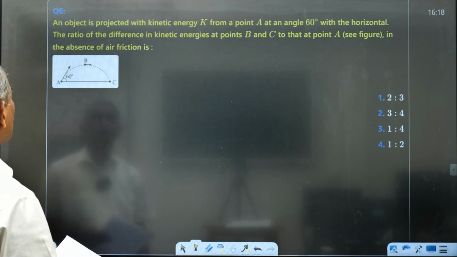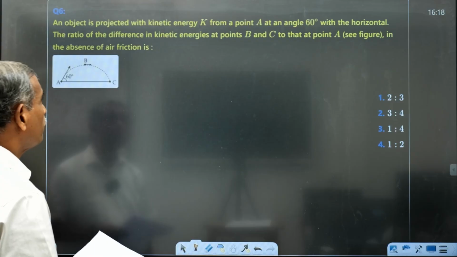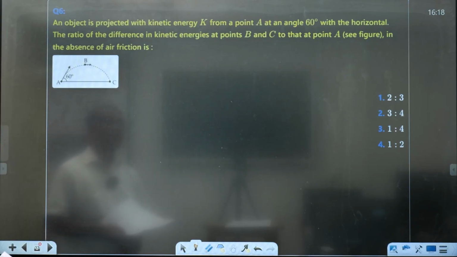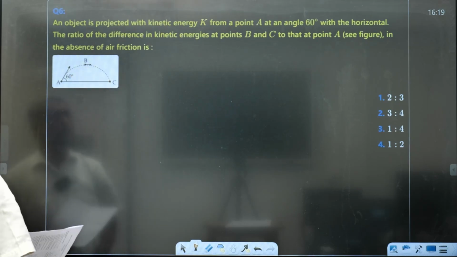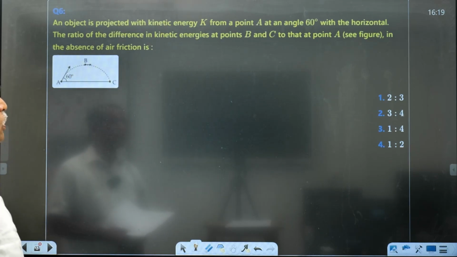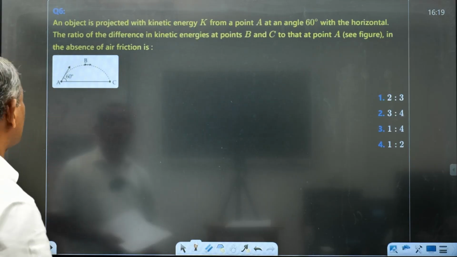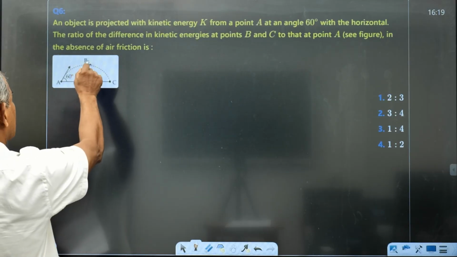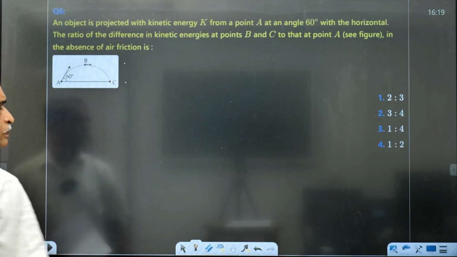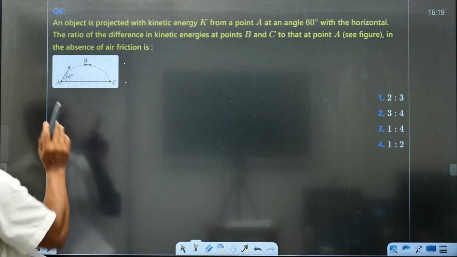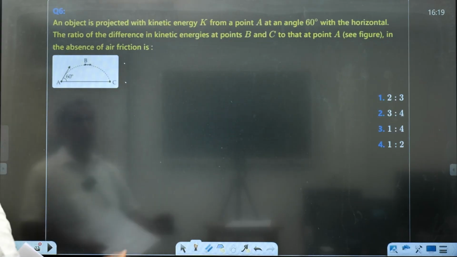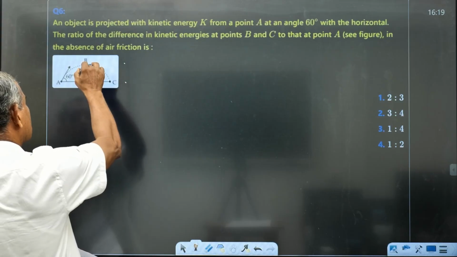An object is projected with a kinetic energy K from a point A at an angle of 60 degrees with the horizontal. We have to find the ratio of the difference in kinetic energy between the points B and C to that at the point A. We find the difference in kinetic energy between these 2 points and divide it by the initial kinetic energy.